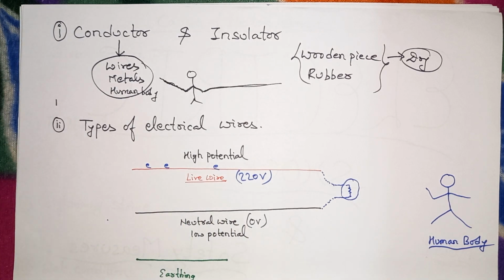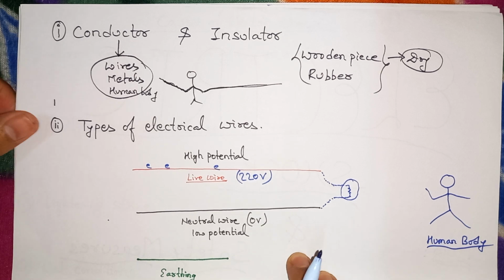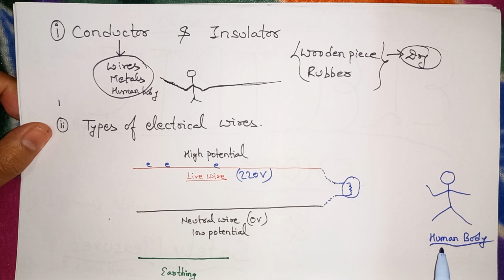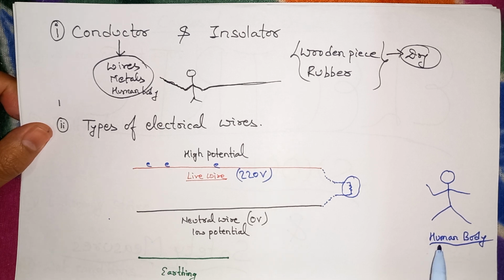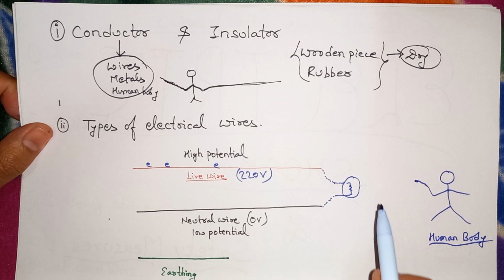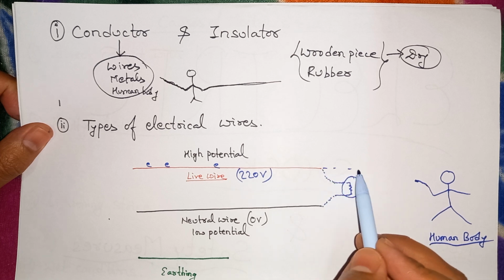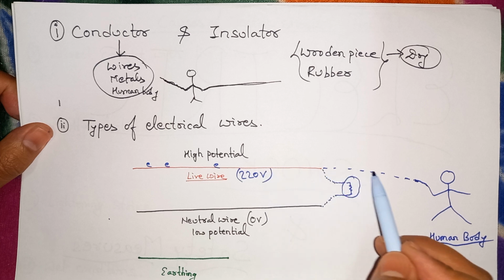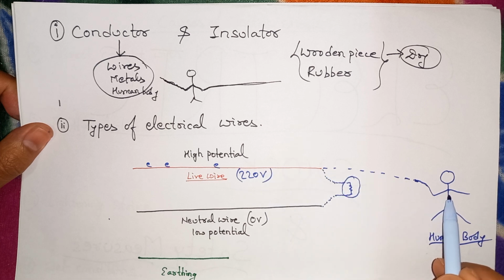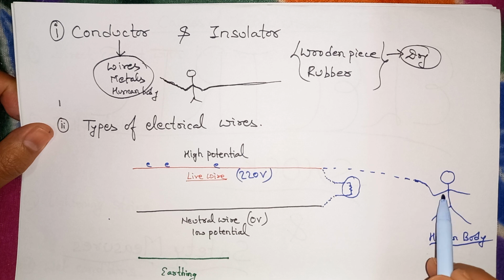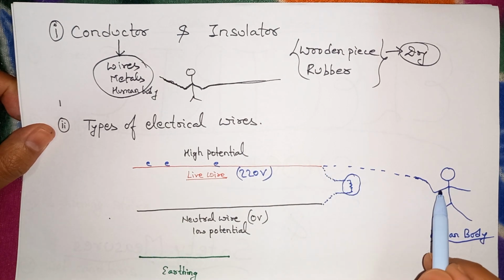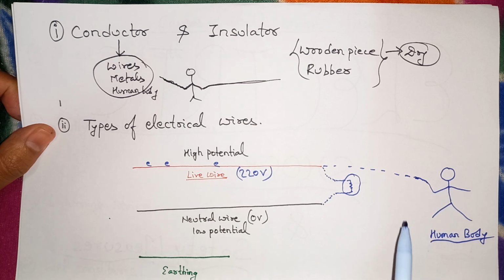So now suppose a person is here, okay, the human body is here. The human body is a good conductor of electricity, as I told you. Now this is the hand of a human being. So what happens if the human being touches this red color wire? Electrons also flow to the human body. Now it requires a path to flow outside from the human body. Okay, now where does it go?